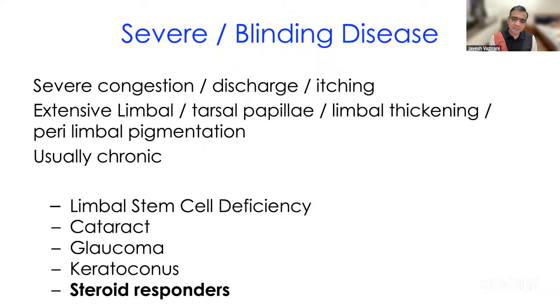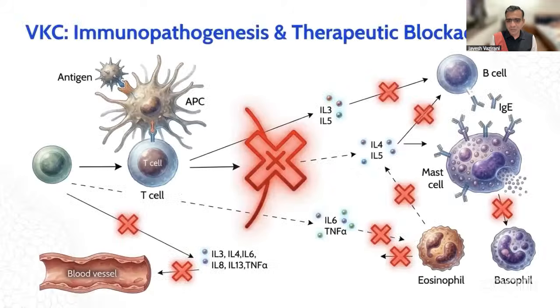The other use case is where you have not blinding disease, but moderate to severe disease. However, the patient is a steroid responder. So you can't keep giving eye drops containing steroids, otherwise they will go blind due to glaucoma. How do we do this?